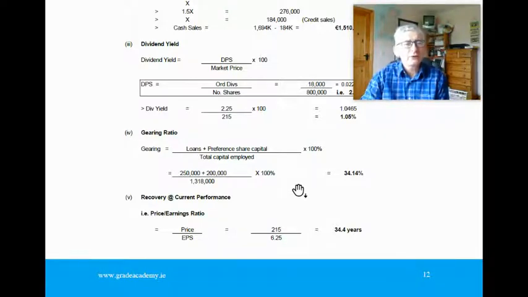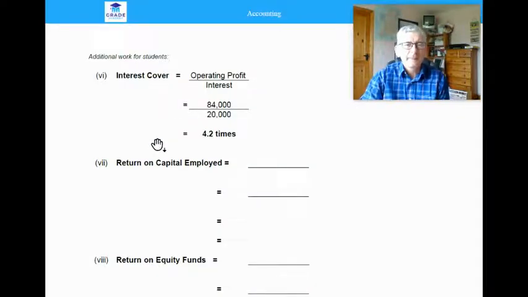Now, I also left you with additional questions for you to practice yourself before we actually looked at this lecture. So how did you get on? Well, let's have a look at it now. Well, the first question, and that is done for you, is the interest cover, which is the operating profit over interest. So 84,000 is the operating profit, and that's equal to 84 divided by the interest, which is 20,000, and that gives you an answer of 4.2 times.